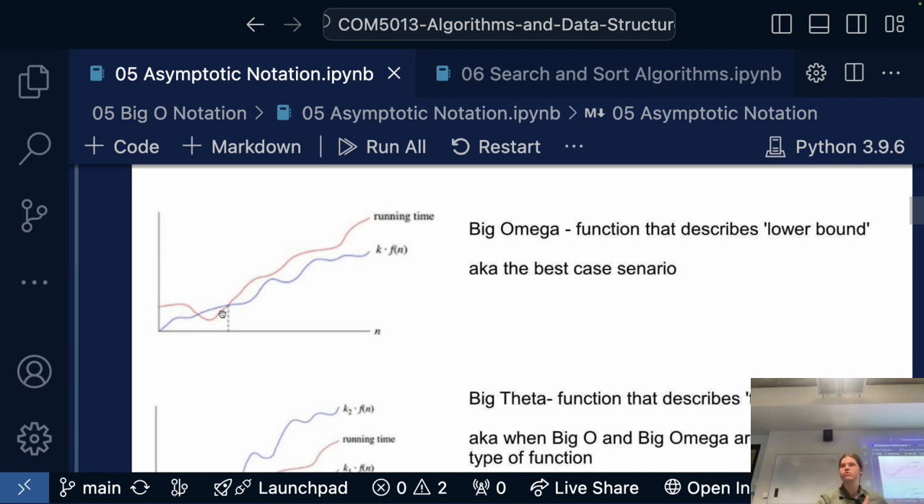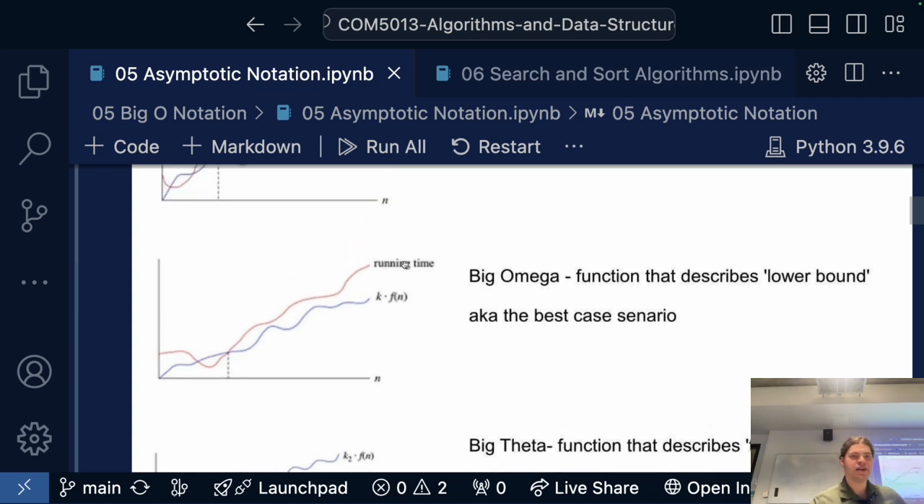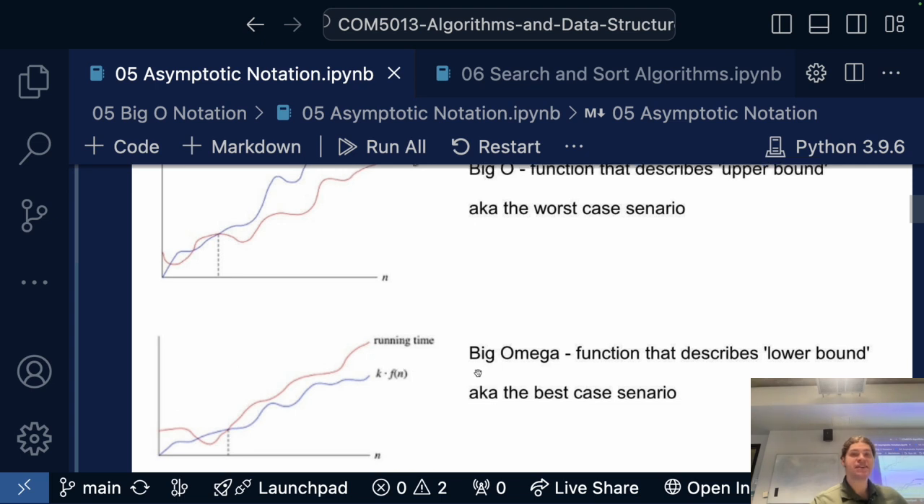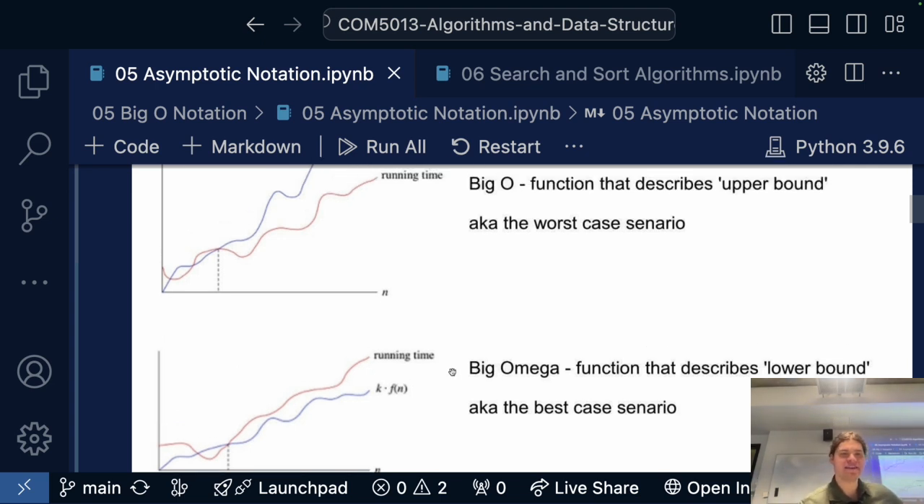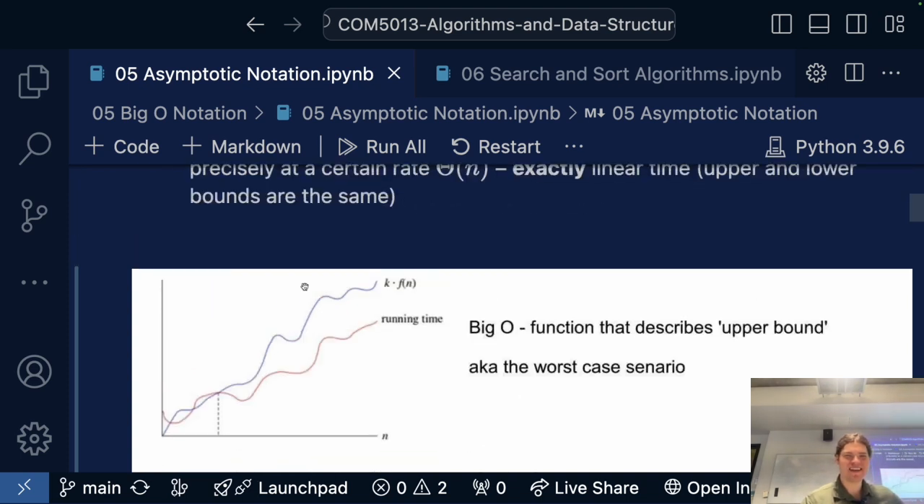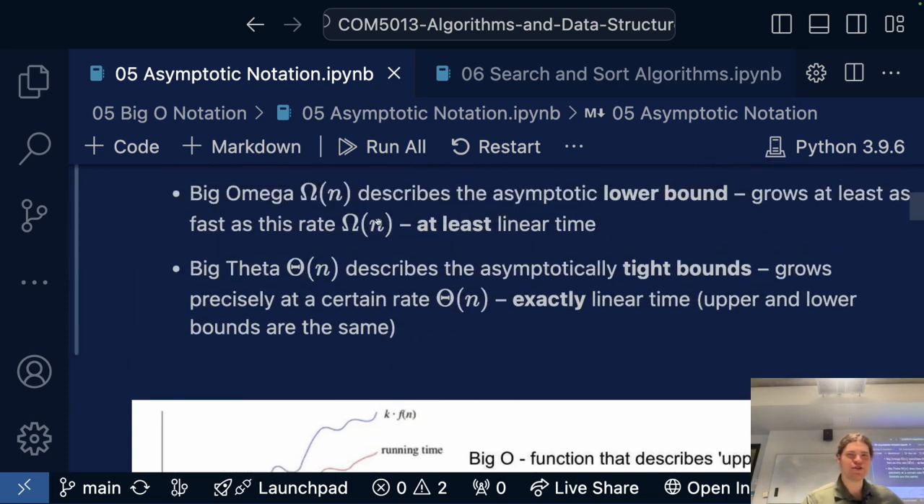So if conditions are all in our favour and it's nearly sorted, or the item we're searching for is near the start of our data structure, we're going to find it quickly, faster than average. So that's the lower bound if we plotted that out, in terms of finding something. It's the best case scenario. So big omicron, O for omicron, and big omega, the horseshoe style shape.